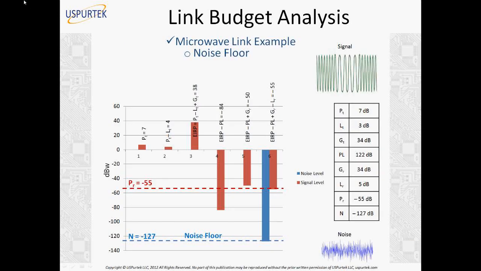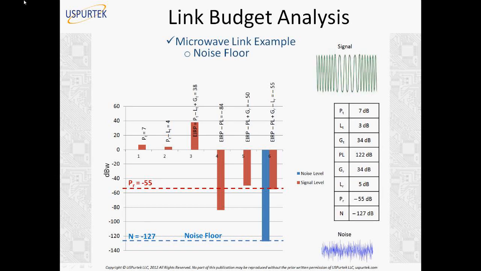Now we put all this together and see in the form of a bar chart how our calculations look. See, in number 1 here, we had a transmitter power of 7 dB. We had a loss of 3 dB and we reduced the power to 4 dB. Then EIRP, we have a gain of 34 dB. The effective power is 38 dB now. So we have a higher bar here.